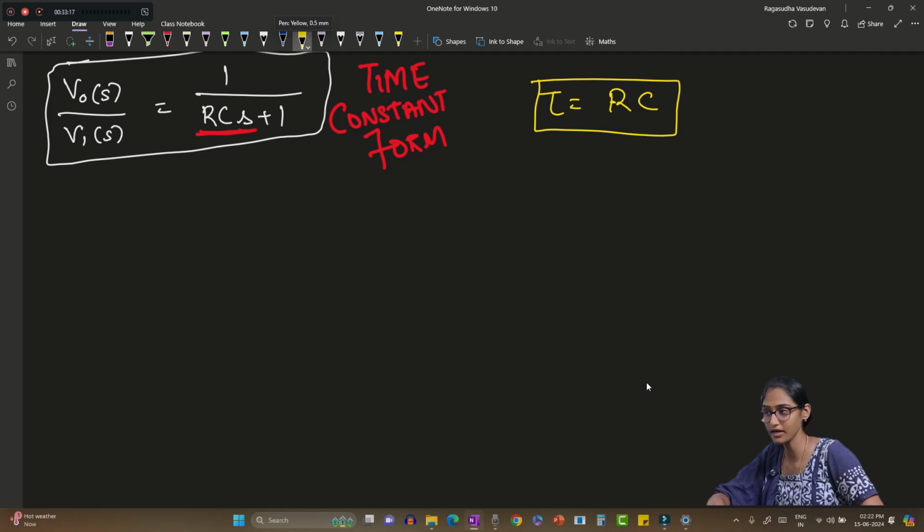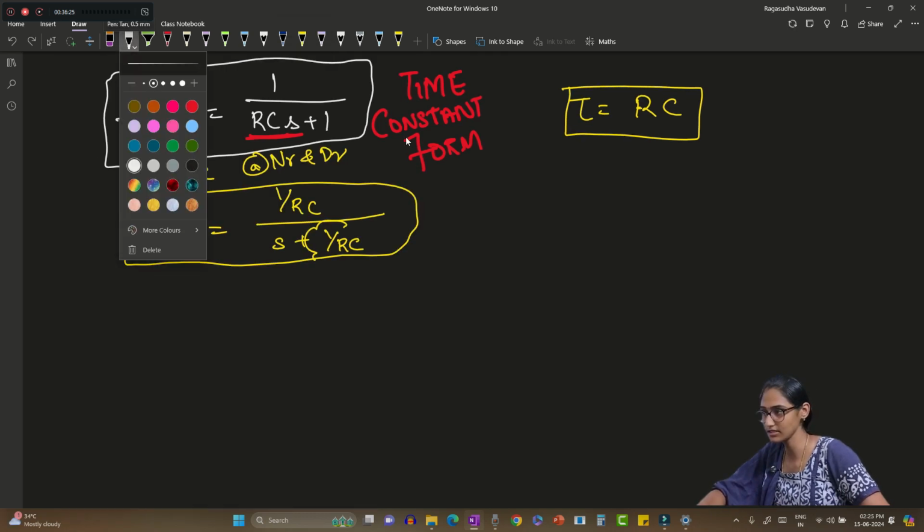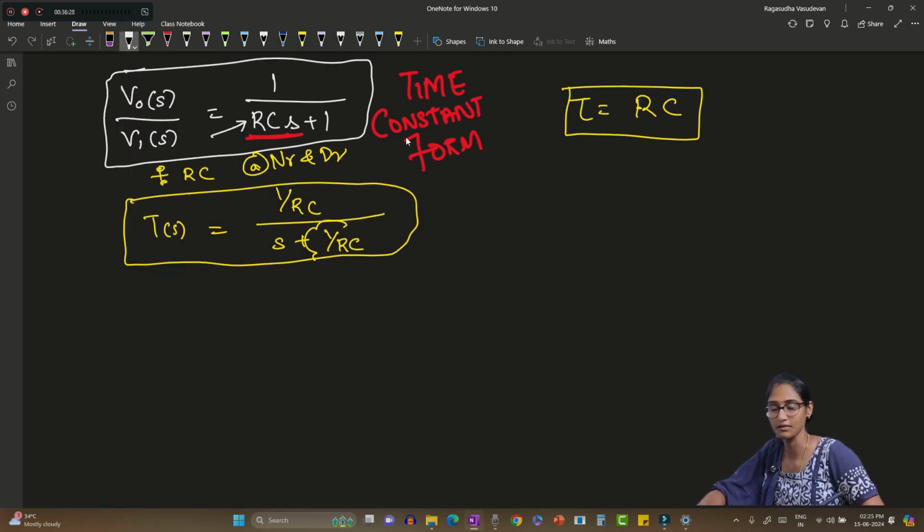Only depending on this does the system's settling time depend, and that is the reason why we keep the transfer function in time constant form, to know the order of a system, and directly find out the time constant just from the transfer function itself. So this form is called the time constant form of the transfer function. Now we are going to look at one problem in the first order system so that you understand how the system settles and what is the impact of time constant on the system.